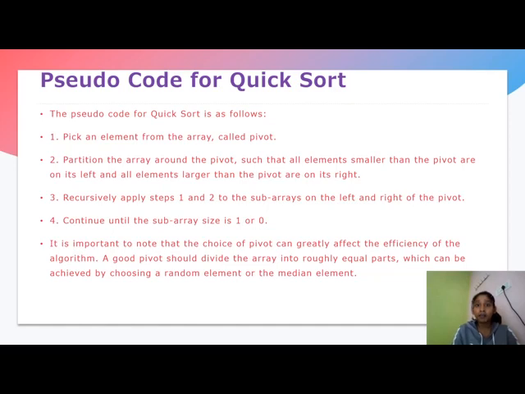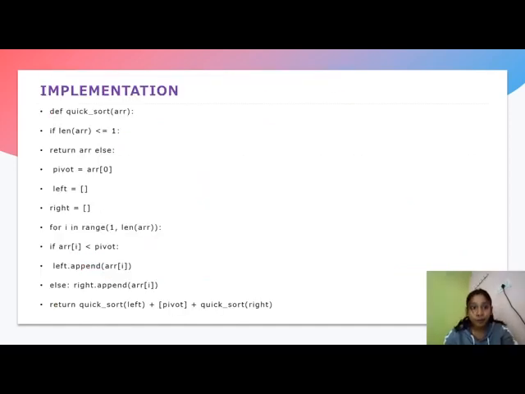or a median element. This is the implementation of a program where we define quicksort of an array. If the length of the array is less than or equal to 1, we return the array. Else the pivot will be equal to array[0], left will be equal to an empty array, right will be equal to an empty array. For i in the range of 1 to the length of the array, if array[i] is less than the pivot element, add the element to the left, else add the element to the right. Then return quicksort(left) plus pivot plus quicksort(right).